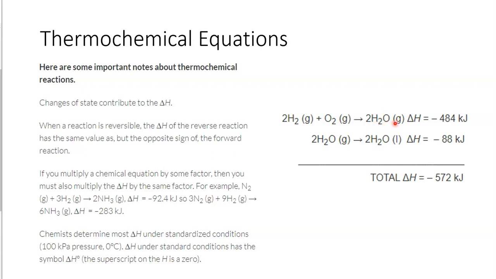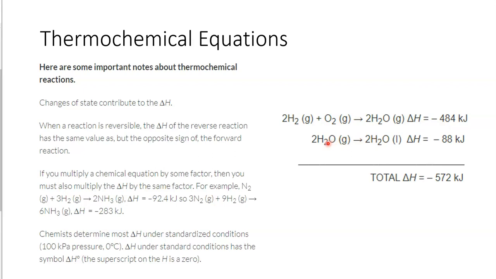Notice it's in vapor form, right? So we have hydrogen gas reacting with oxygen gas to produce water vapor. That G means gas. The delta H, the change in energy from reactant to product, is negative 484 kilojoules. So in the process of hydrogen and oxygen reacting to form 2 moles of water vapor, 484 kilojoules of heat are released. So this is an exothermic reaction.